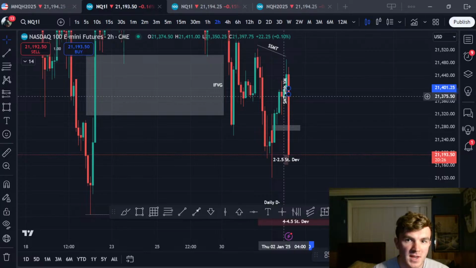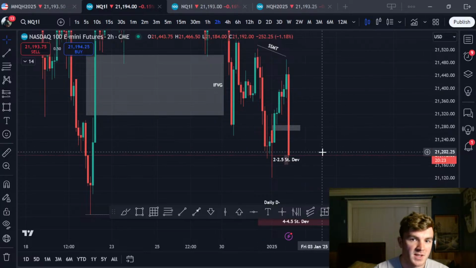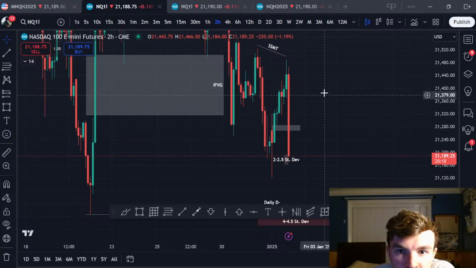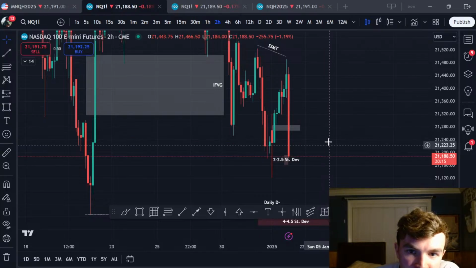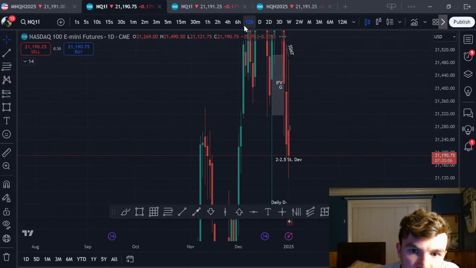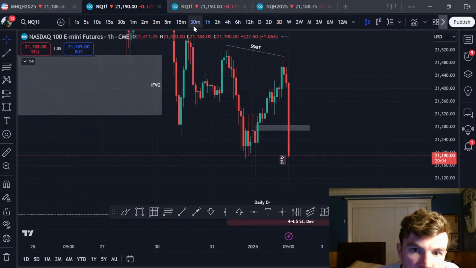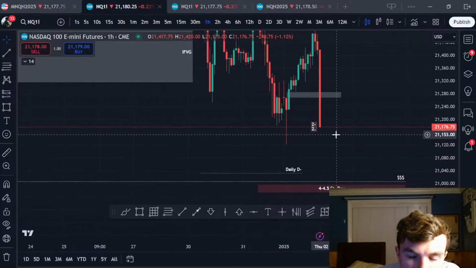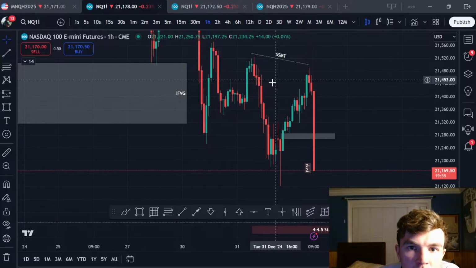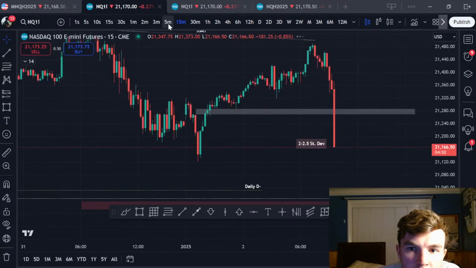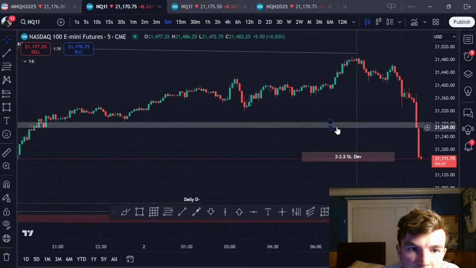I mean, I would say maybe we could go up and retest a breaker, but what breaker are you gonna retest, you know? This 2 hour breaker's all the way up here. So I think we should get some kind of retracement here.